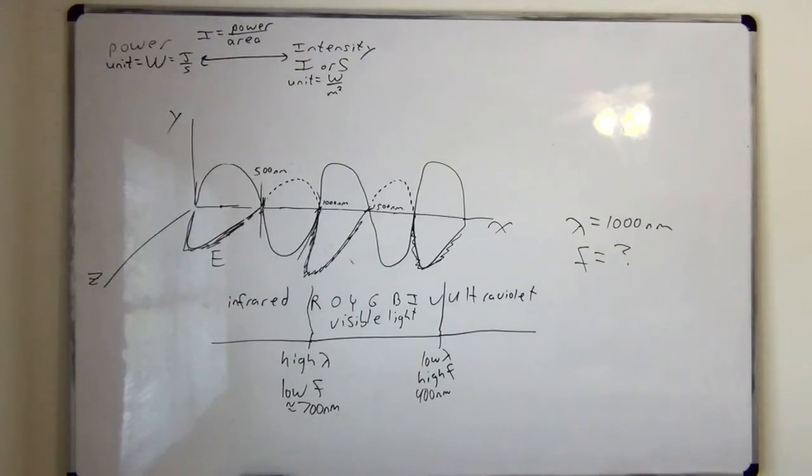Okay, so do it here. If you know that it's 1,000 nanometers and you want to find the F, and the formula is lambda equals C times F. I think that's right.